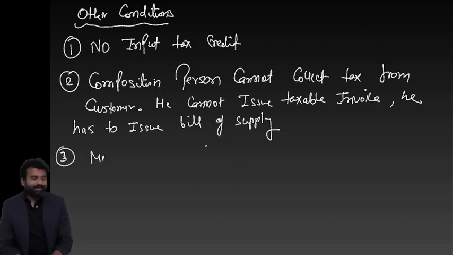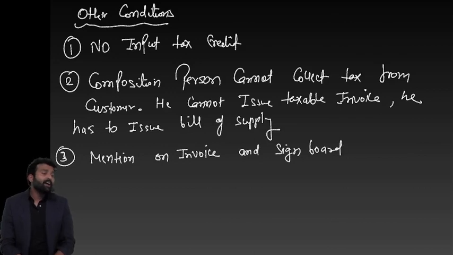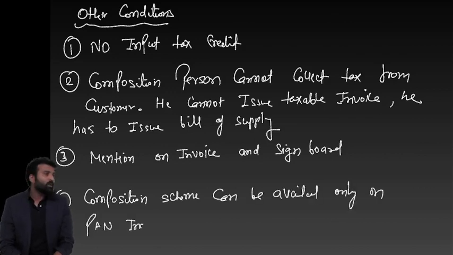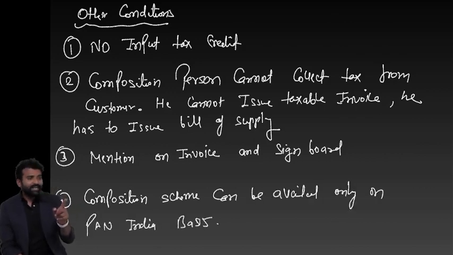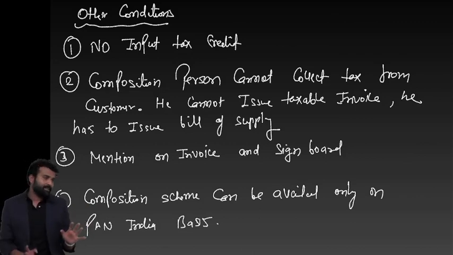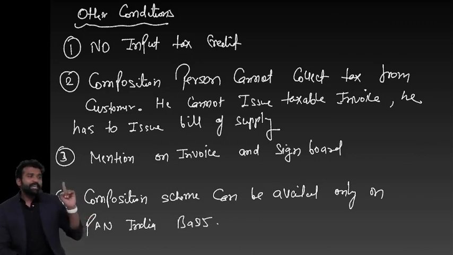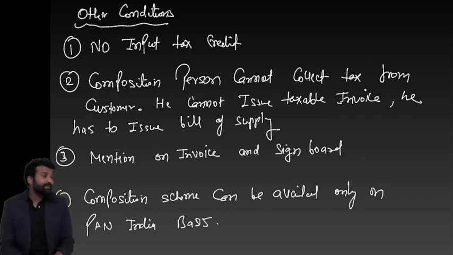Third important thing, I have to mention in the invoice that I am a composition dealer and I will not collect any tax on the invoice. And finally, the composition scheme can be availed only on a pan-India basis. I have told you right now that we cannot opt for the composition scheme for one branch. If I am opting for the composition scheme, I should be eligible on a pan-India basis.